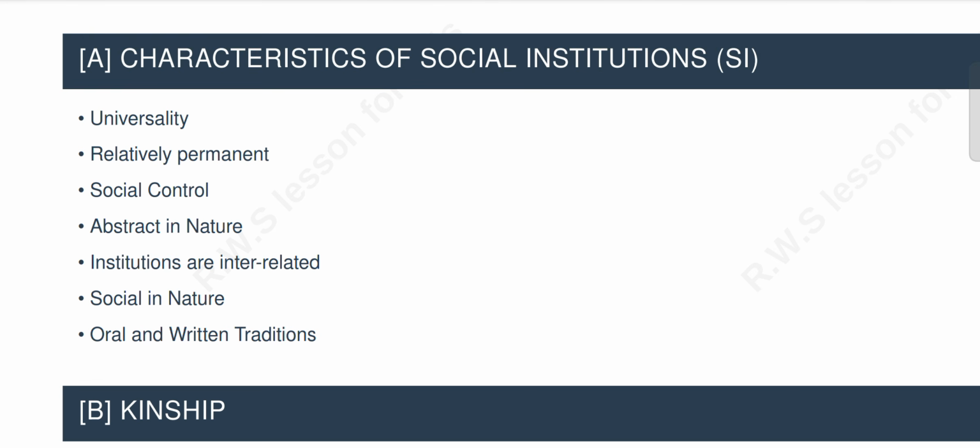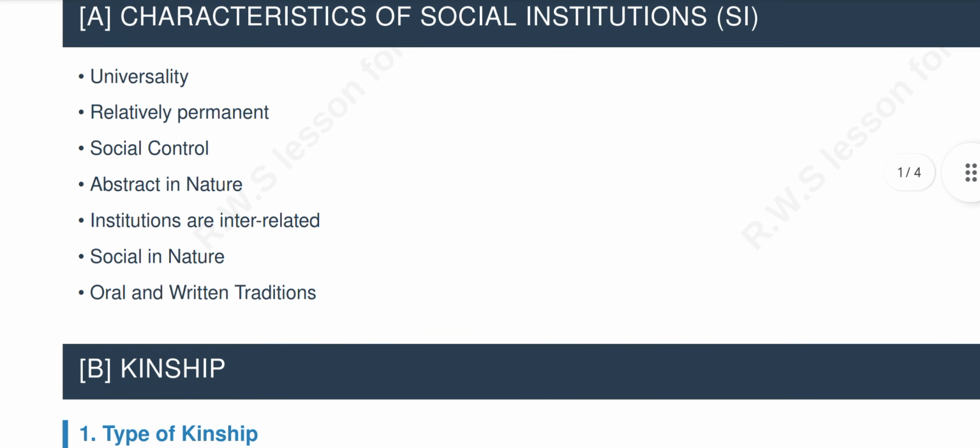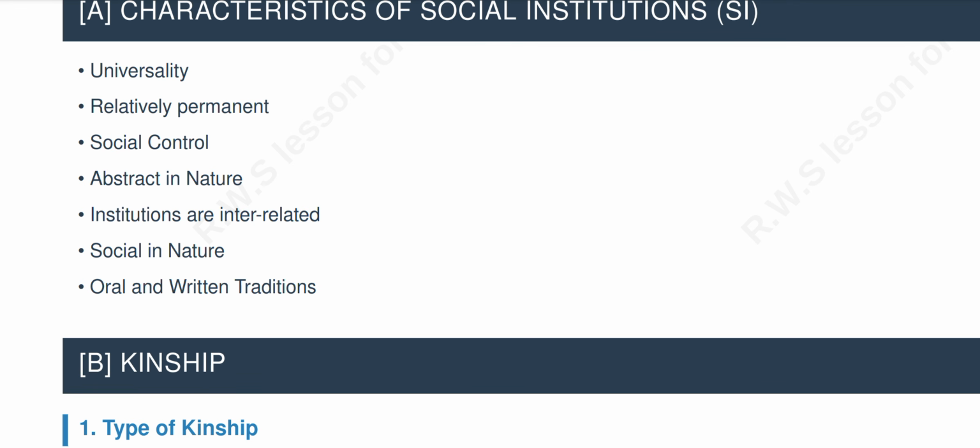Next is that institutions are interrelated, obviously. For example, if in a place there is no proper education, then obviously people will struggle with fewer job opportunities, and that will result in poor families, right? Next comes social in nature. A single person can't create a religion. For creating a religion or family or government, we need a group of people, right? Only then will we be able to create all those social institutions.